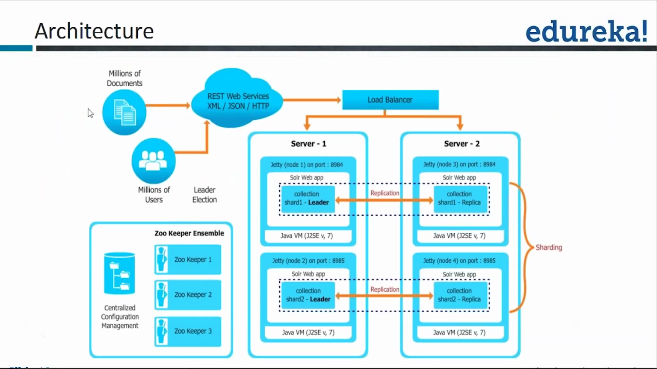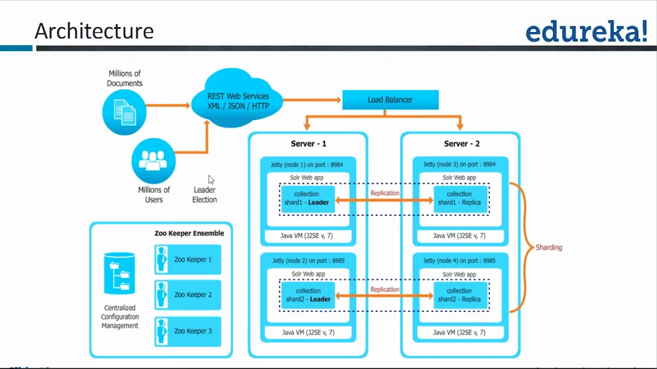So imagine I have millions of documents and millions of users. Considering the first case, the millions of documents are supposed to be indexed through SolrCloud. I'm going to hit a REST API, from where I'm going to send the request for indexing, which can come in XML, JSON, or HTTP format. As soon as these documents hit the main server, by load balancing, it is going to assign either server 1 or server 2 to me.